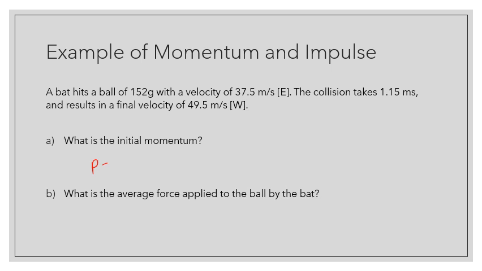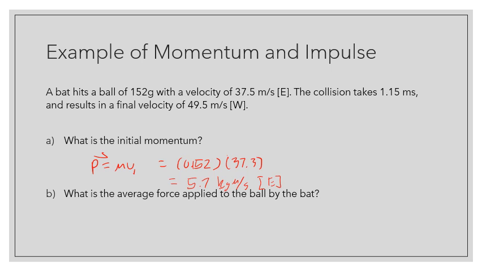So p is equal to m v1. So that's equal to 0.152, since 152 grams is 0.152 kilograms, times 37.5. So that is equal to 5.7 kilograms meters per second east.